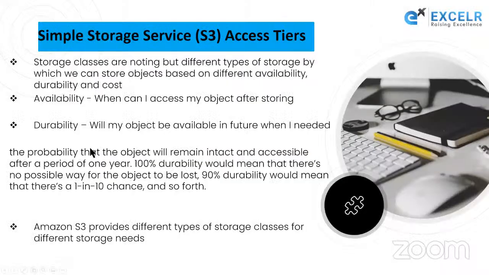Then coming to the other part, which is the durability. Now durability is about, whenever you store your object, will the object be available for me in the future when I need it. So AWS S3 offers you durability in terms of percentage, and the durability which is offered is 99.999999999, like this, 11 nines. Now if you look at the durability for this, that is going to be very huge.